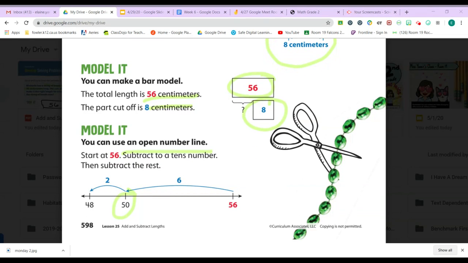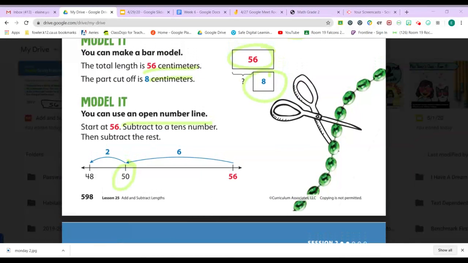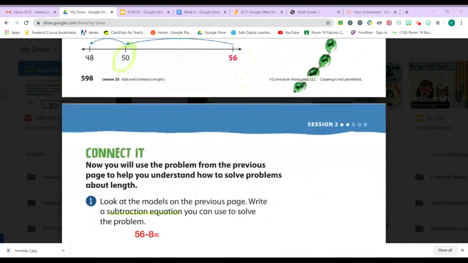Let's see, model it. You can use an open number line. There's another strategy. Hey, Miss Yanez tried that strategy too. Start at 56, subtract to a tens number, and subtract the rest. So they decided to subtract on the number line, but I decided to add. But remember, we talked about addition and subtraction are related. So that means that you can add and subtract to find the solution. So they subtracted because they are getting closer to 0. Okay. That's another strategy. Go ahead and check your strategy and see what strategy that you used.